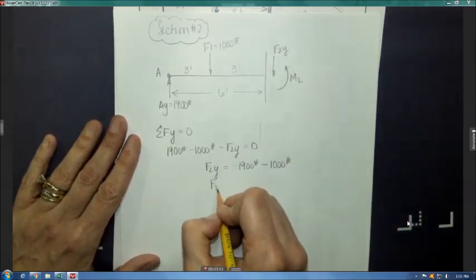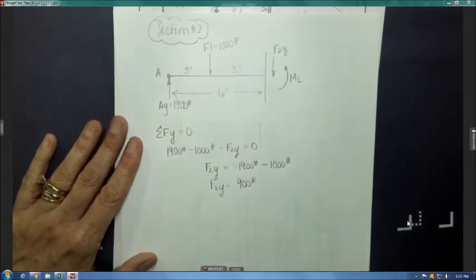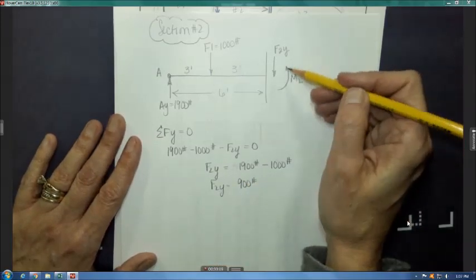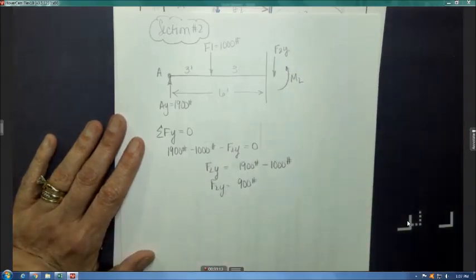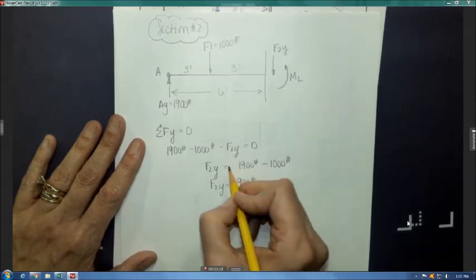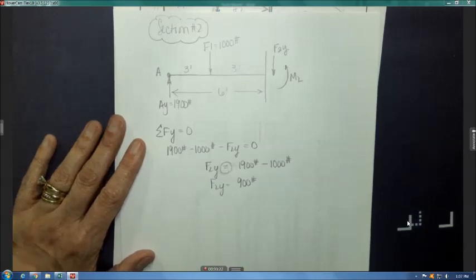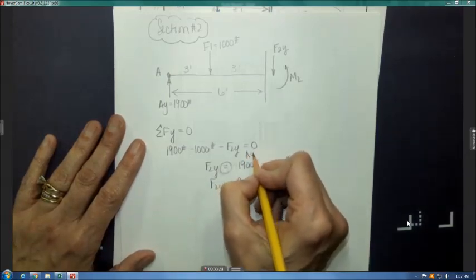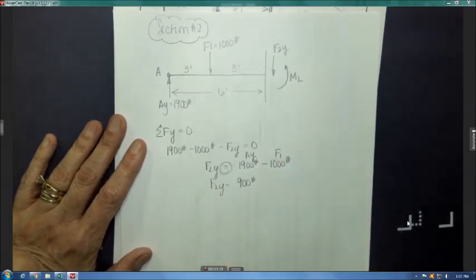So my F2y is going to be equal to 900 pounds. It ended up a positive value, so it just means that the direction that I chose was correct. Now, for the F2y, here's my equal sign in the spreadsheet again. So my 1,900 is the AY minus F1 for the 1,000 here.